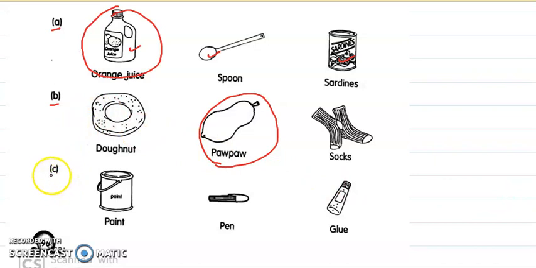And here in the third part, we have a bucket of paint, pen, and a glue. Of course, the bucket of paint is looking more than 1 kg. So this was all about our unit mass.